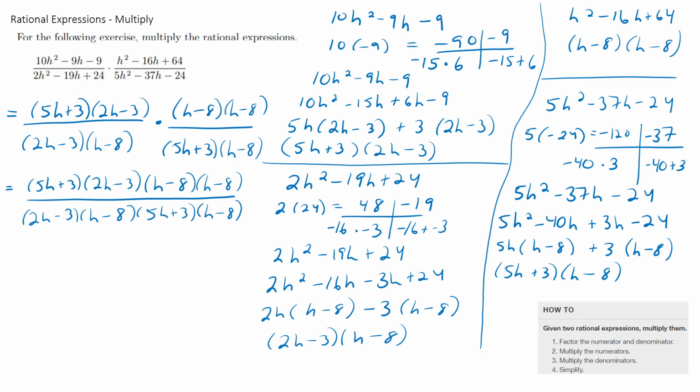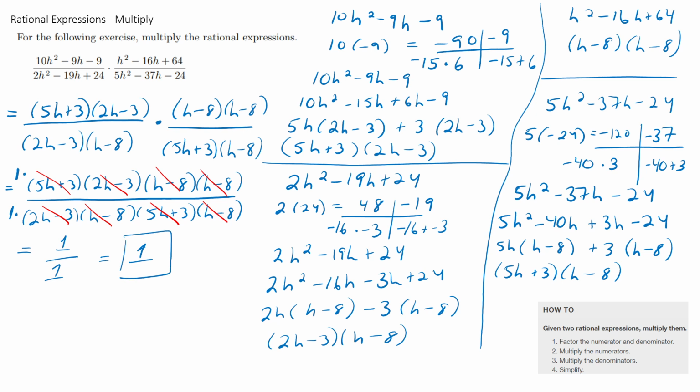And now we just cancel our common factors. I've got a 5h plus 3 in the numerator, and again in the denominator. 2h minus 3, yep, numerator, denominator. H minus 8, numerator, denominator. H minus 8, numerator, denominator. Look at that. After everything canceled, remember when we cancel, there's technically this understood 1 that we've multiplied by, right? So when everything cancels in the numerator, I get a 1 over 1. And so this will all just simplify down to 1.